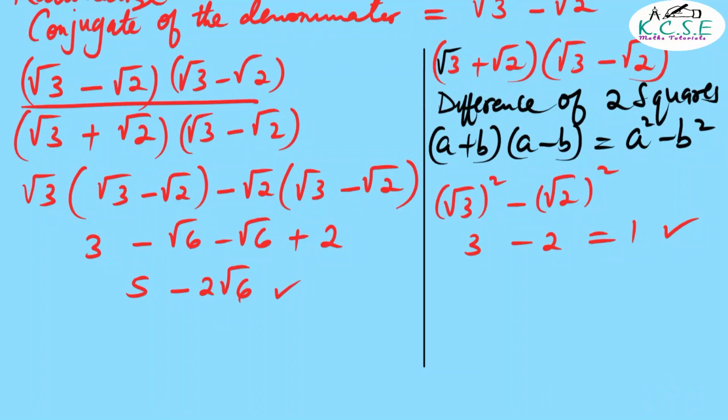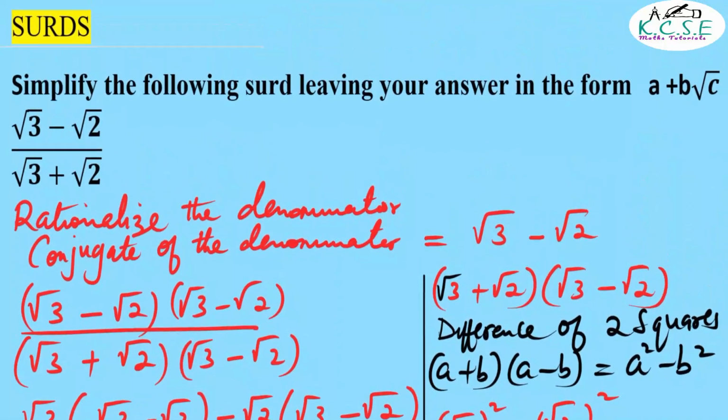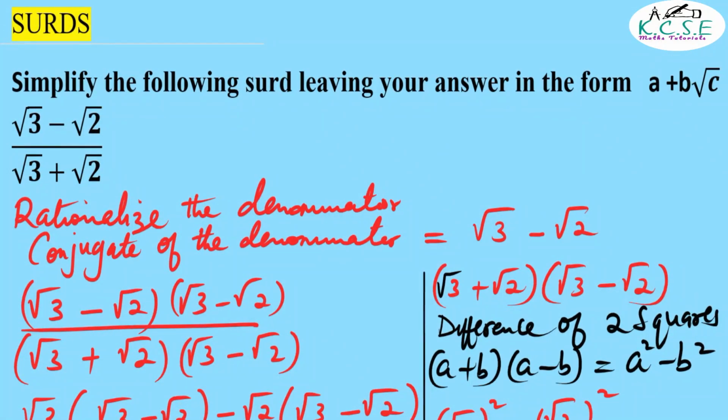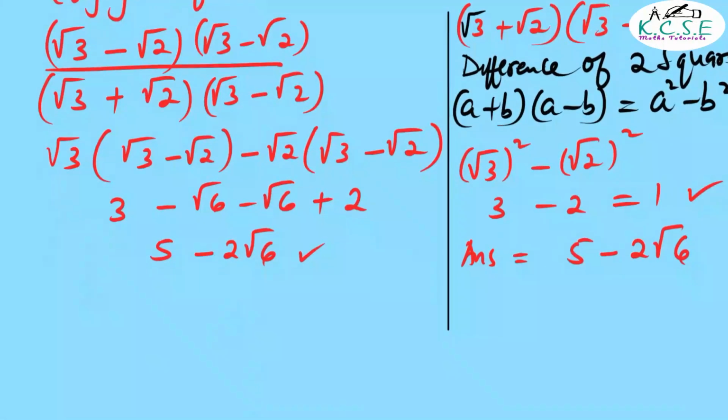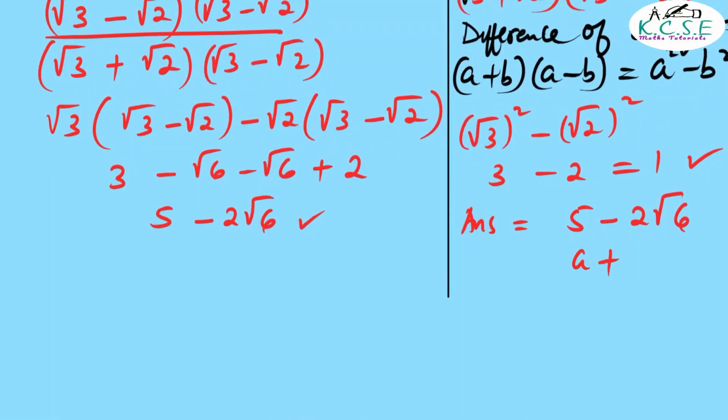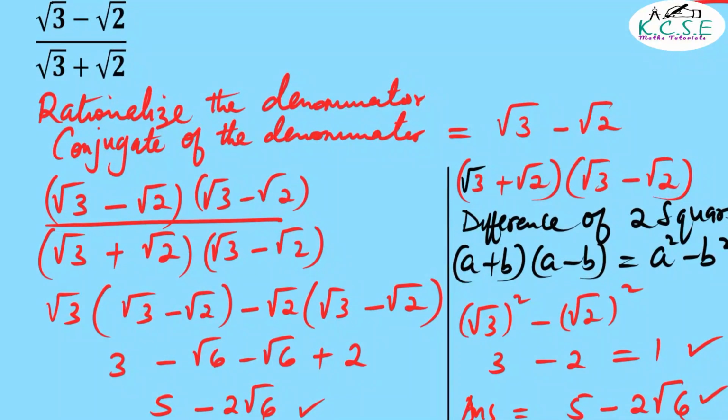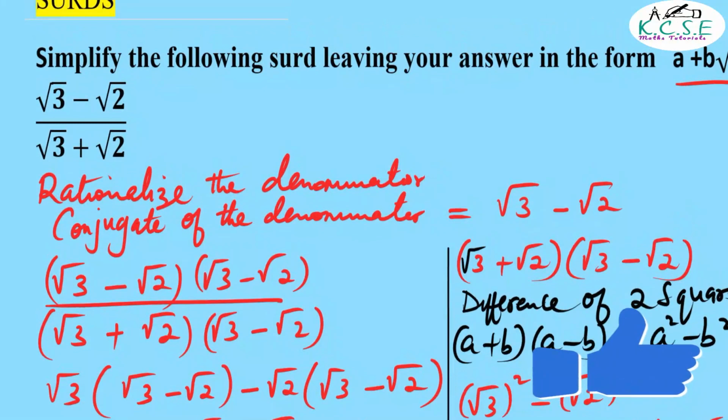Now let's get the final answer. The answer will be given by what we got in the numerator, which is 5 minus 2 root 6, divided by 1. That will not make any difference, so this will be the answer. Now you can see we have expressed our solution in the required form, a plus b root c. So that is our solution, 5 minus 2 root 6.